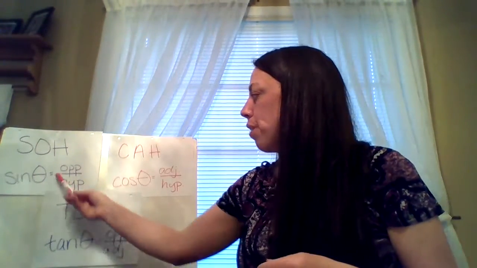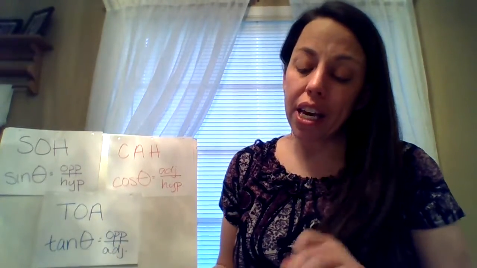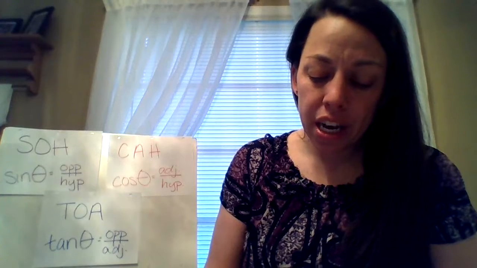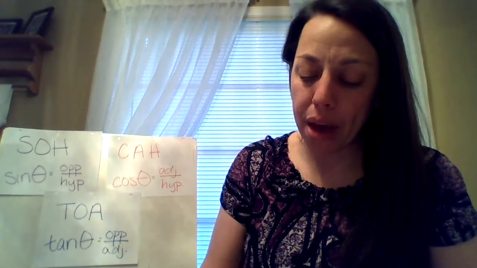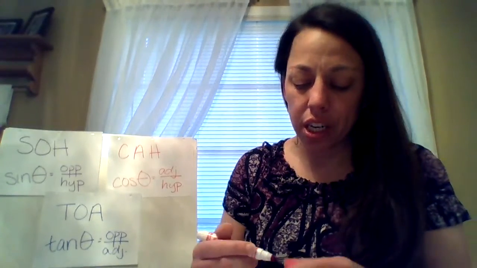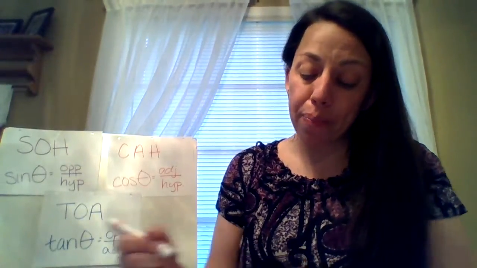So which one of my trig functions has adjacent and opposite? Thank you. I need to pick tangent. So again, on my paper and on your paper, I would strongly recommend just writing tangent of theta equals opposite over adjacent. And then we're going to look through. Theta, again, represents my angle.